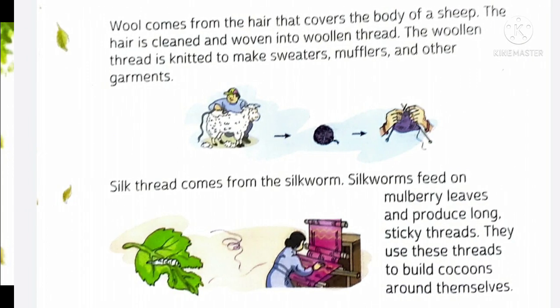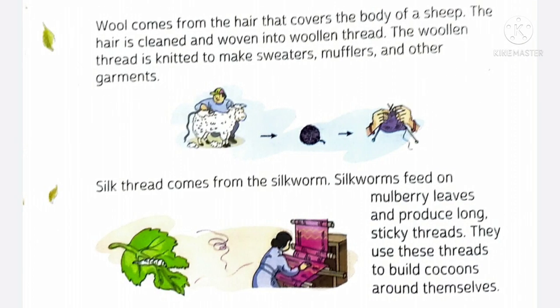Now the next one is wool. Wool comes from the hair that covers the body of a sheep, and the hair is cleaned and woven into woolen threads. The woolen thread is knitted to make sweaters, mufflers and other garments. So here, children, as we have studied, cotton comes from the cotton plant. In the same way, wool comes from the hair of a sheep. You might have studied the sheep. It is an animal. So from the body of the sheep, the hair is taken out. The top layer, the hair, is taken out, and this hair is only the wool.